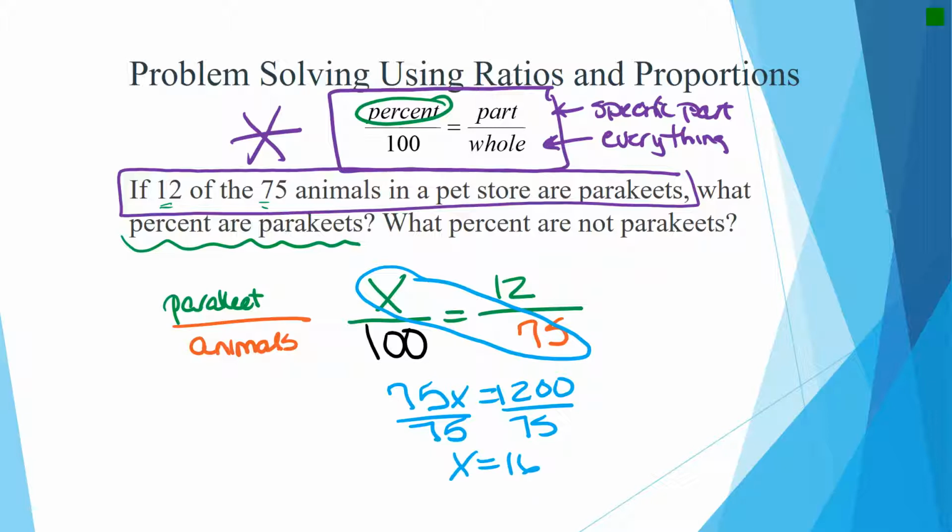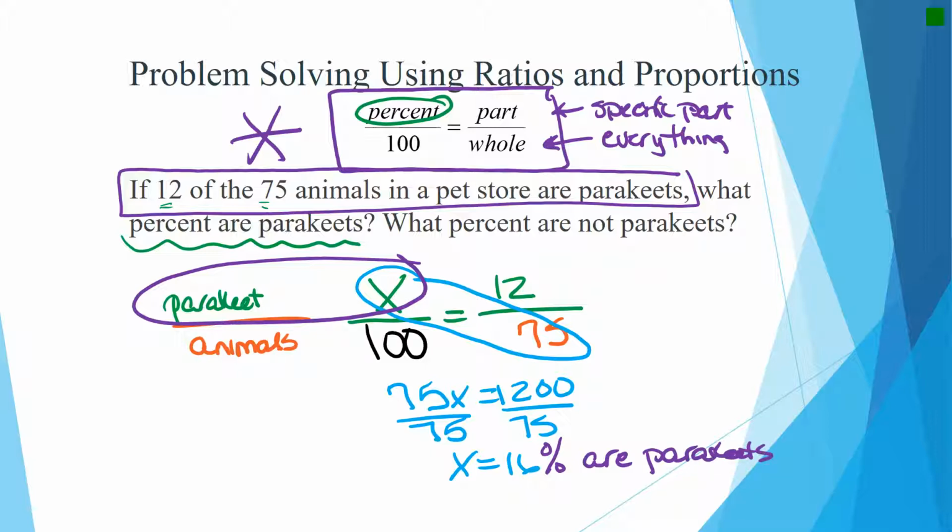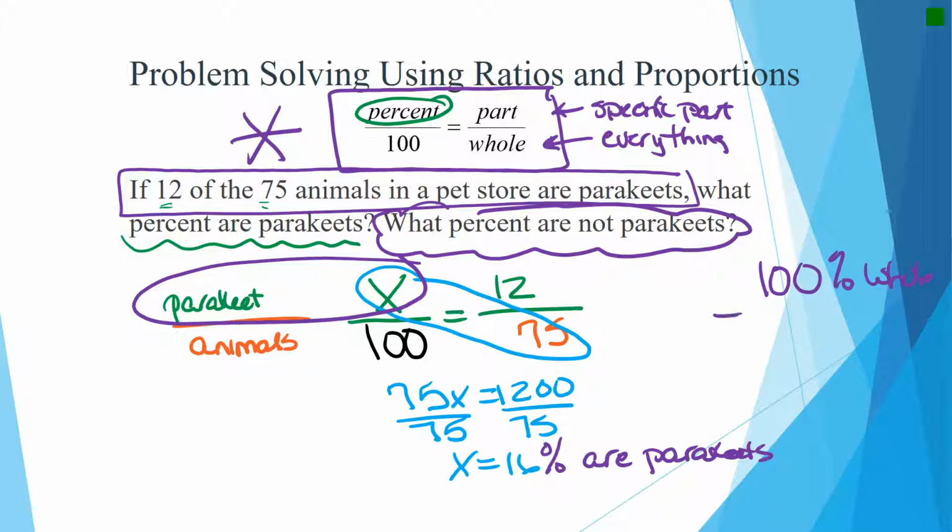Now, look up here. X was parakeets. So 16% are parakeets. Now, if 16% are parakeets, then it says what percent are not. So remember we said the whole thing is 100%? So that's all of them. That's the whole thing. Minus the 16% that are parakeets leaves me with 84% are not parakeets.